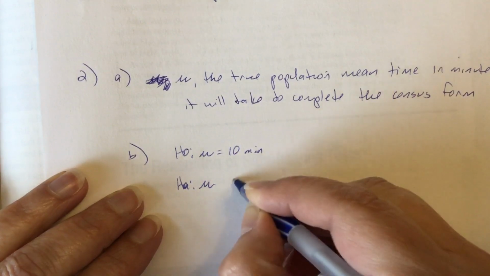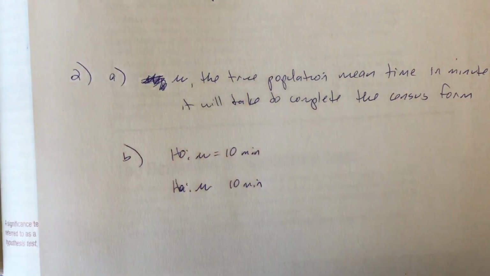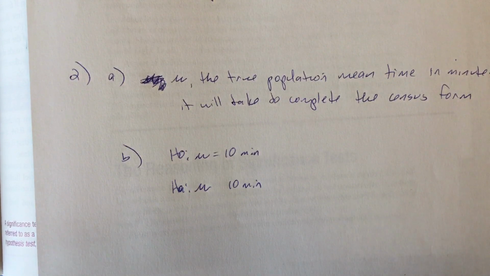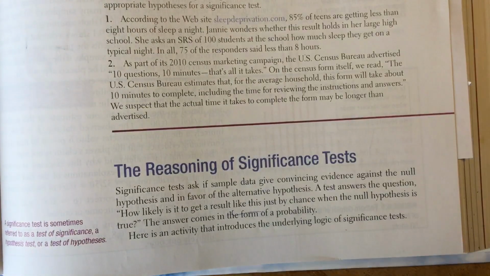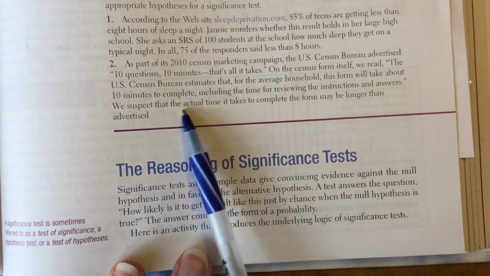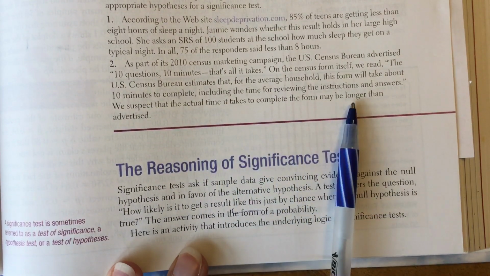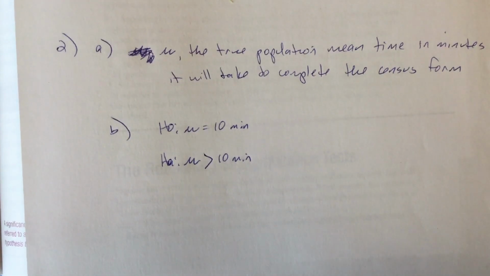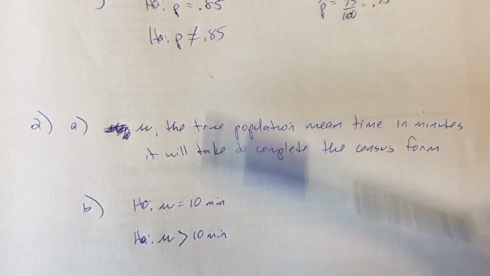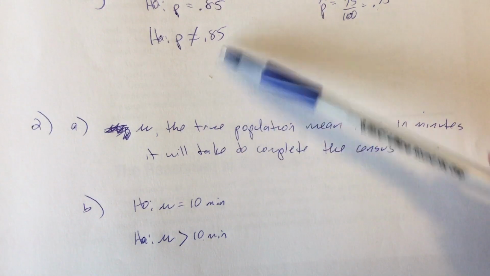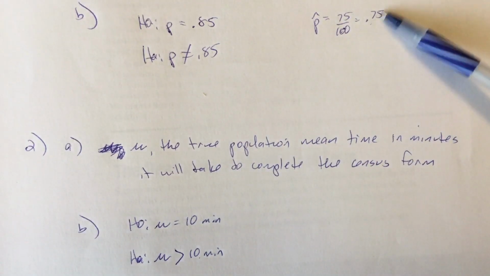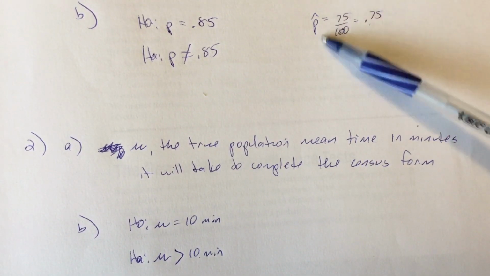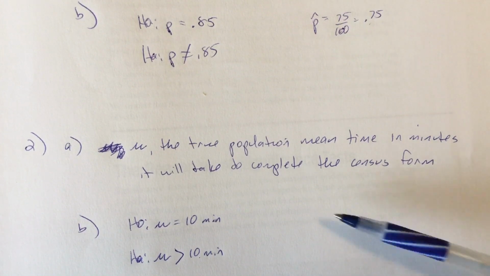What are we going to say about that 10 minutes? Are we testing that it doesn't take 10 minutes? That would be not equal to. Greater than 10 minutes, less than 10 minutes? So let's see what it says. We suspect that the actual time it takes to complete the form may be longer than 10 minutes, or longer than advertised. So that's why we're going to do a greater than 10 minutes in our alternative hypothesis. So your alternative hypothesis really goes with the wording of the question, and it should follow suit with your sample statistic.